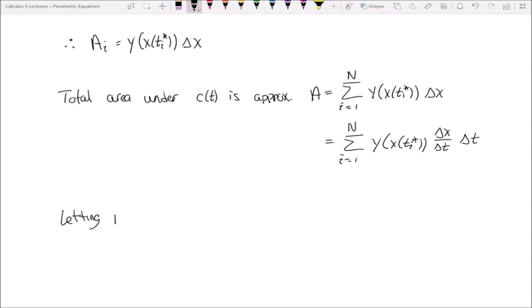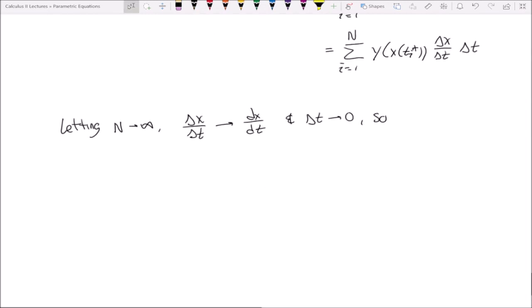If we now let n go to infinity, delta x over delta t will converge to dx/dt, and delta t will, of course, approach 0. So what we get is that A is the integral from a to b of y(t) times x prime of t dt.